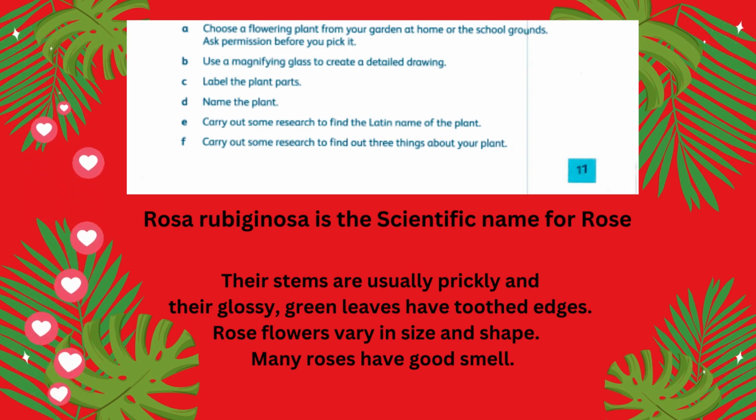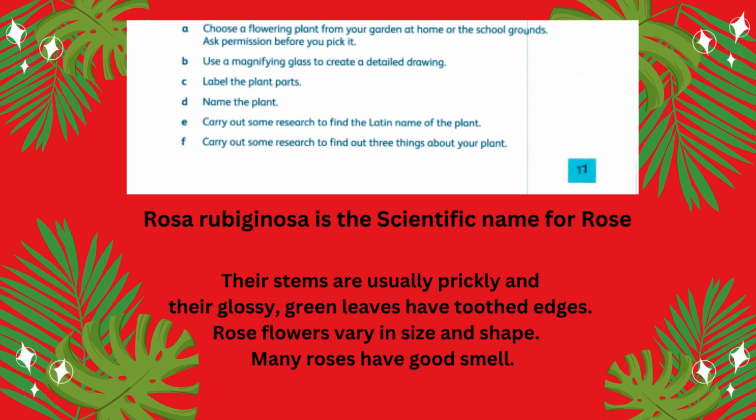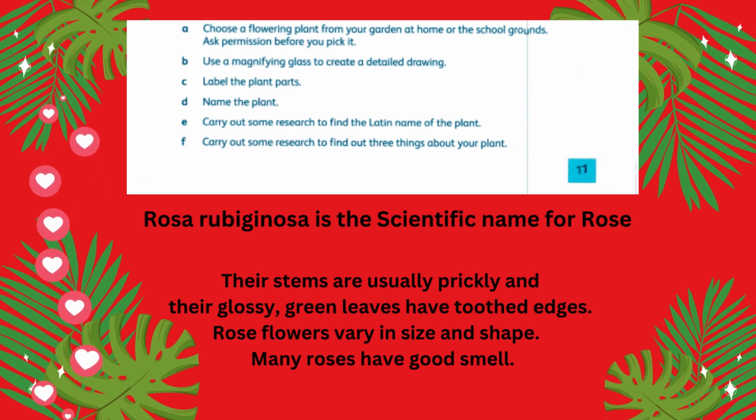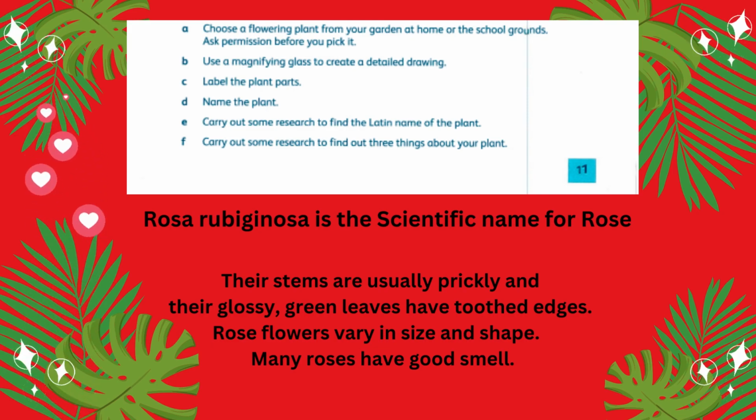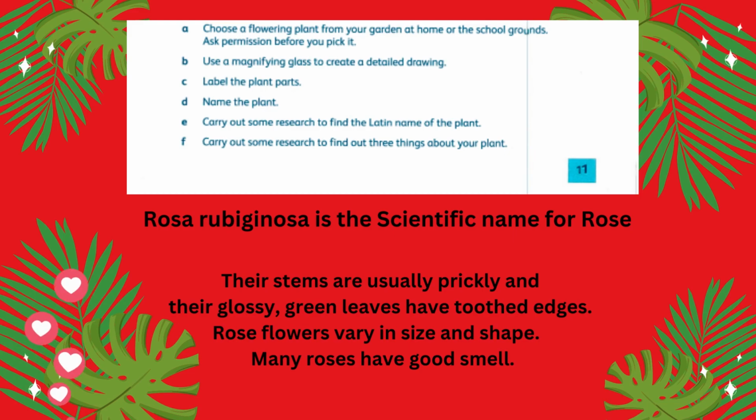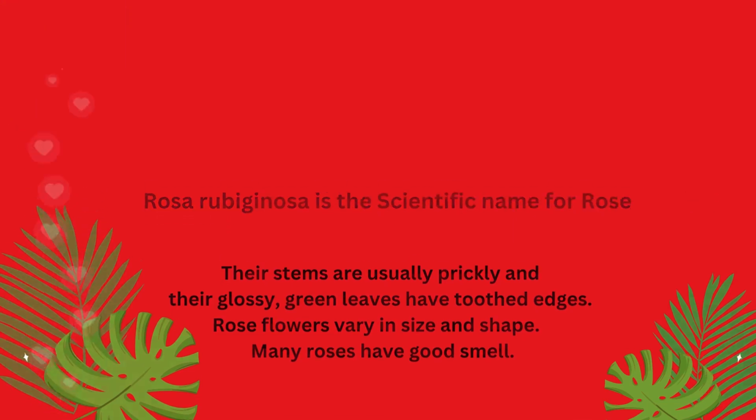And the three things: their stems are usually prickly, and their glossy green leaves have toothed edges. Rose flowers vary in size and shape. Many roses have a good smell.